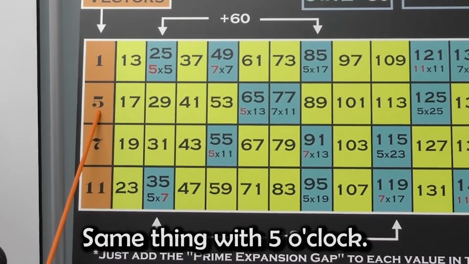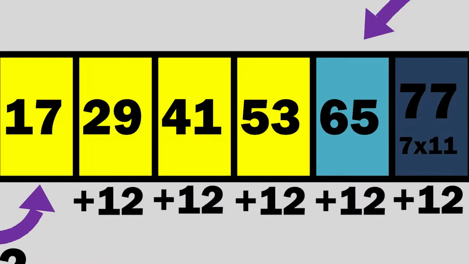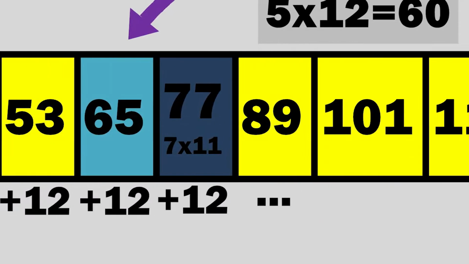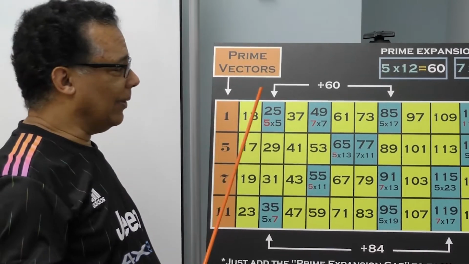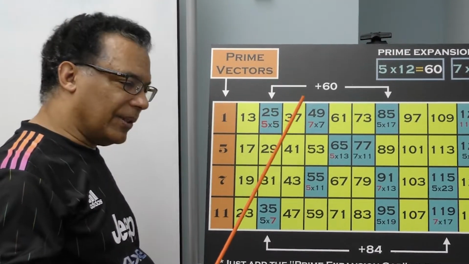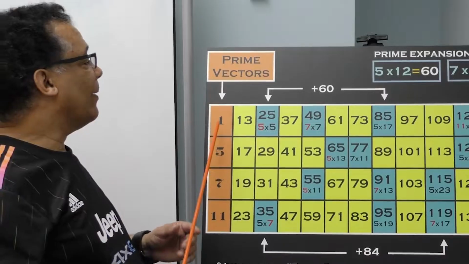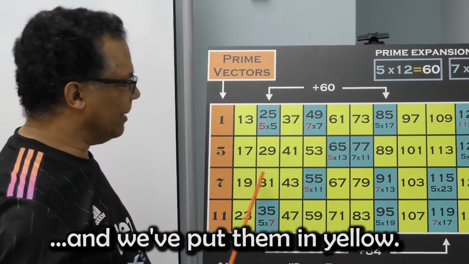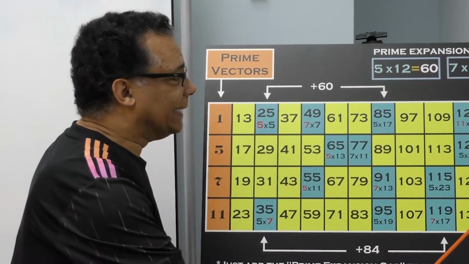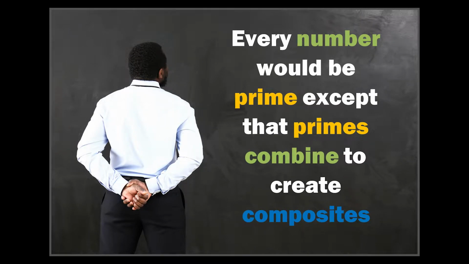Same thing with 5 o'clock. Add 12 to get 17, add 12 to get 29, 12 to get 41. You keep going, you've got all of the numbers associated at 5 o'clock. And this is called clock math, or the mathematicians like to think of it as modular arithmetic. Now at 1 o'clock, we've located all of the primes and we've put them in yellow. And you can see that every number would be prime except that primes combine to create composites.